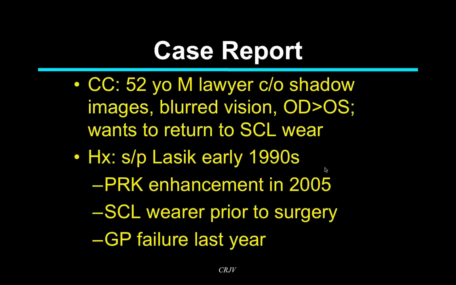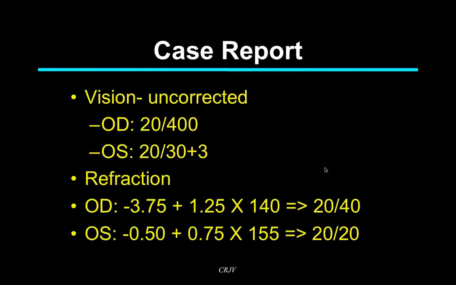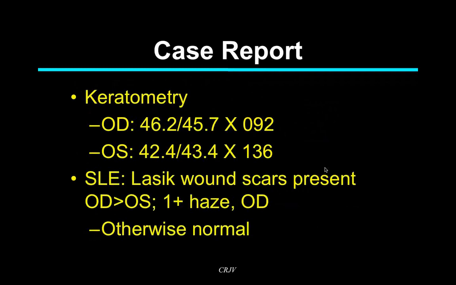PRK enhancement in 2005, soft lens wear prior to surgery, and a history of corneal GP failure. His uncorrected visual acuities are 20/200 in the right eye, 20/30 plus 3 in the left eye. Here's his refraction, spectacle refraction correction of 20/40 and 20/20. Fortunately, his left eye is good. Keratometry is not that absurd.